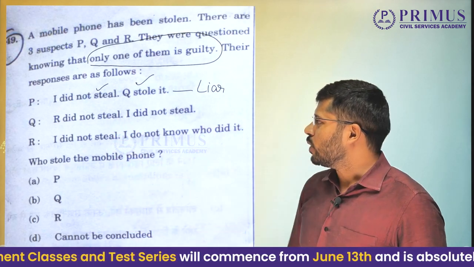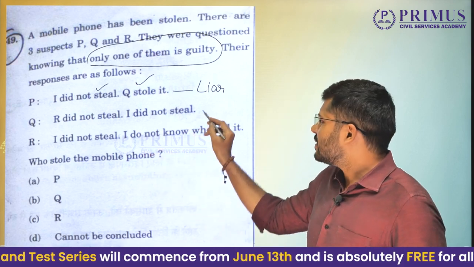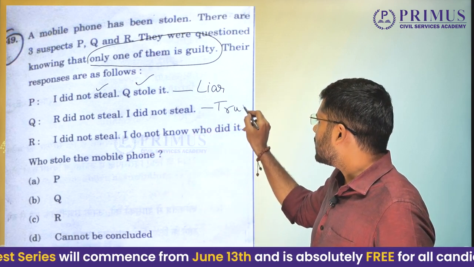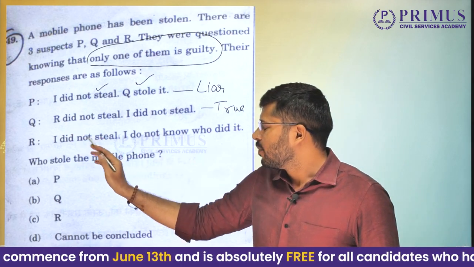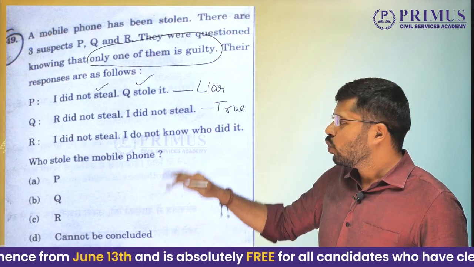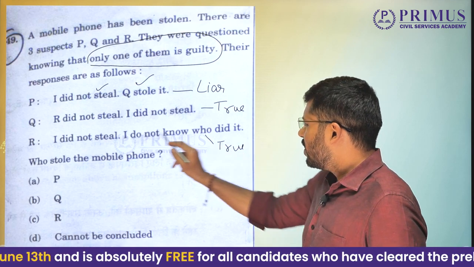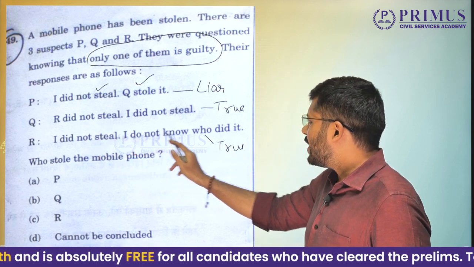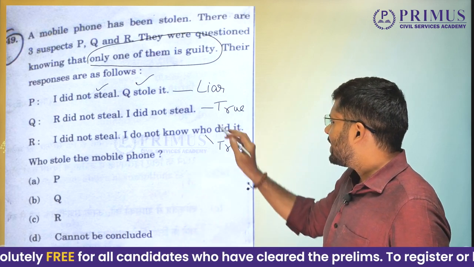Okay, look at Q here. Q says R did not steal and I did not steal. Yes, this is true. As per our initial assumption, Q is not guilty and he is telling the truth. Then look at R. "I did not steal it. I do not know who did it." Again, this might also be true. "I did not steal it" is definitely true. "I do not know who did it" can be true. We cannot say that it is false at all.